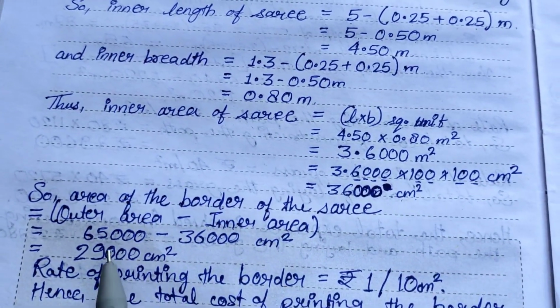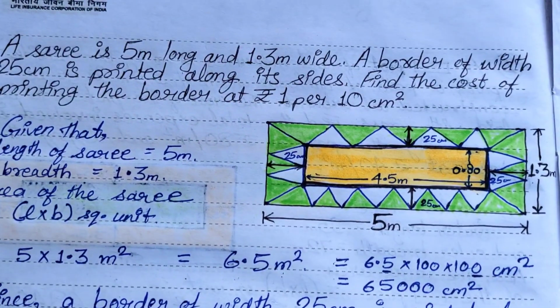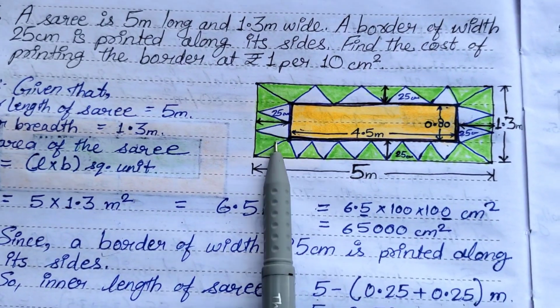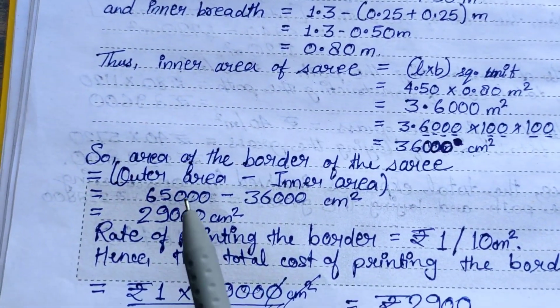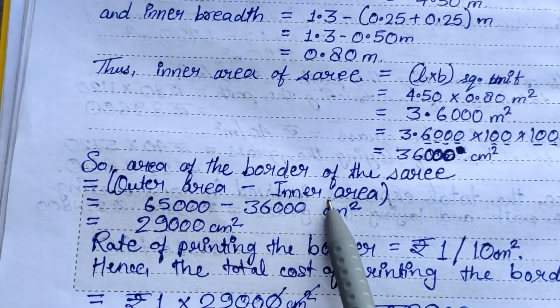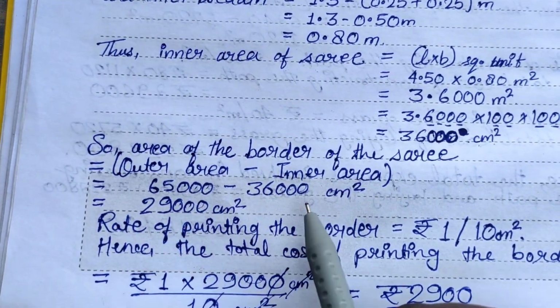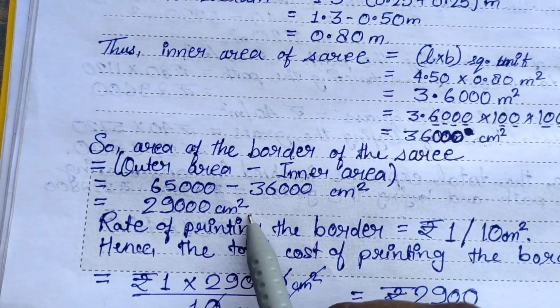Now to find the area of the border of the sari, we have to find the area of this border. So area of the border goes like outer area minus inner area, total area minus inner area. So total area is this, inner area is this, subtract it, we have 29000 centimeter square.